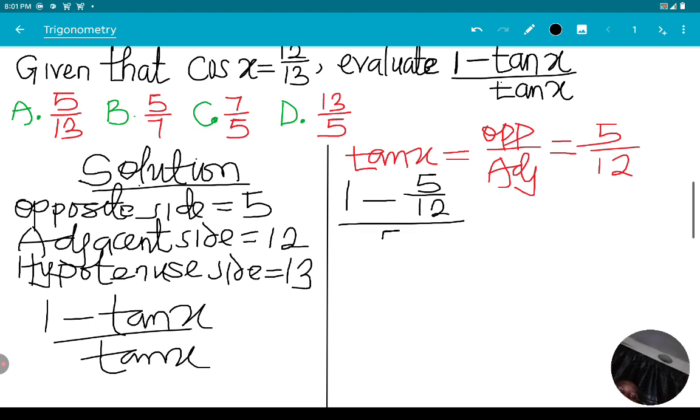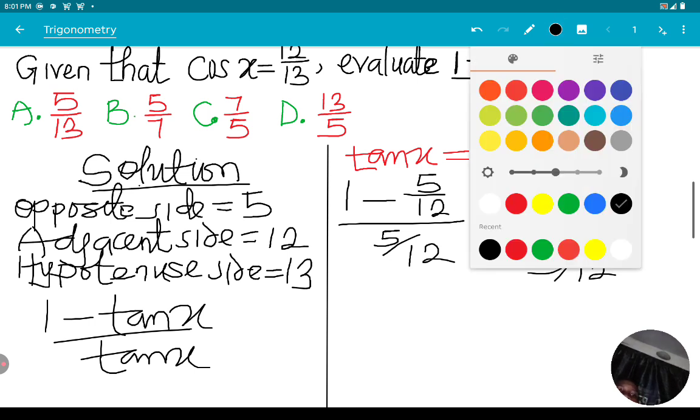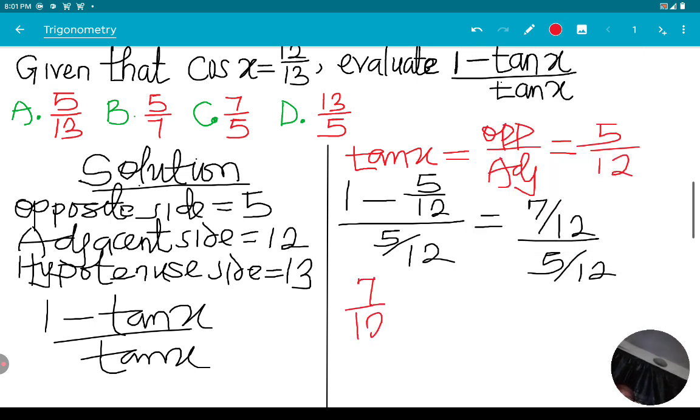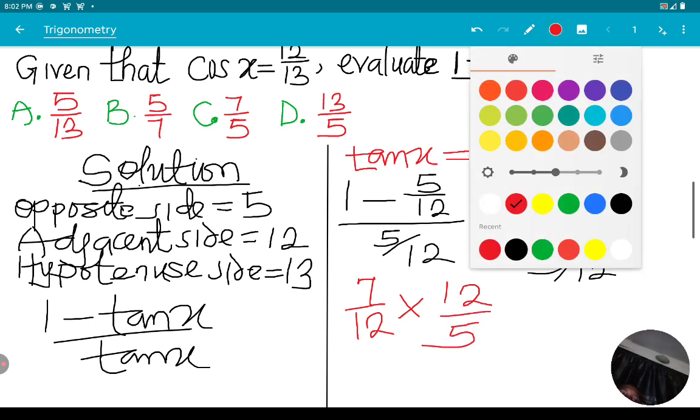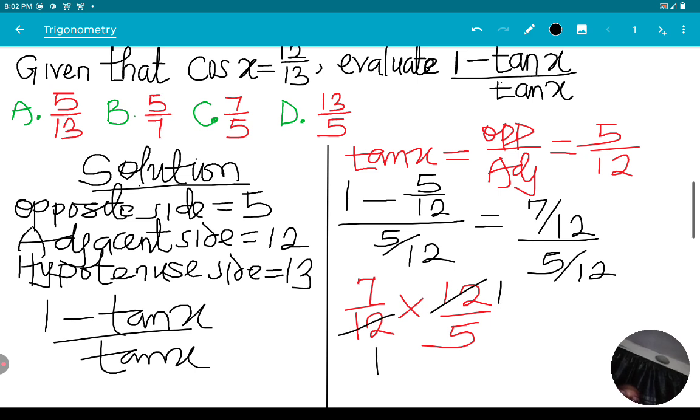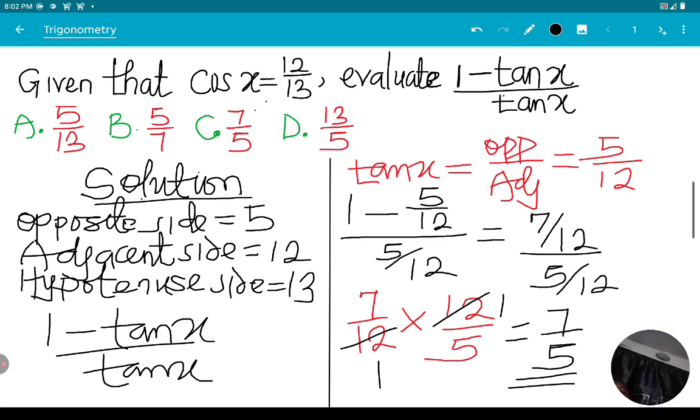Then I'm going to divide it by 5 over 12. All right, so 1 minus 5 over 12 is going to give us 7 divided by 12. Then everything divided by 5 divided by 12. So of course, what do we do? This means 7 divided by 12, then this division is going to change to multiplication, and I'm going to make use of the reciprocal of 5 over 12, that is 12 over 5. So from here, 12 cancels 12. I'm going to have 7 divided by 5.